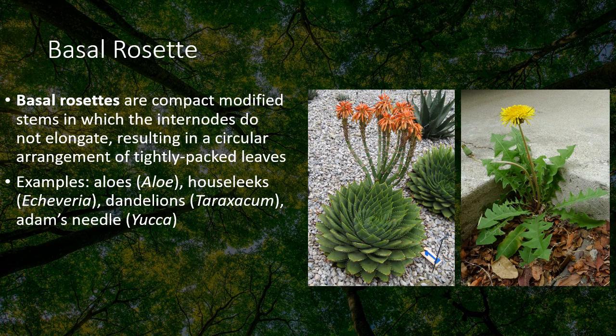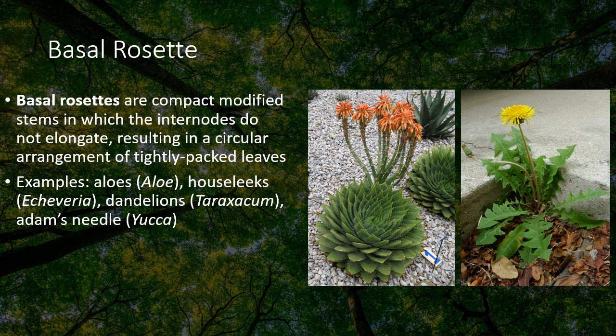A basal rosette is a compact modified stem in which the internodes do not elongate. So when you look at a dandelion, we can see that there's this whirl of leaves that appear to all come out of the ground.